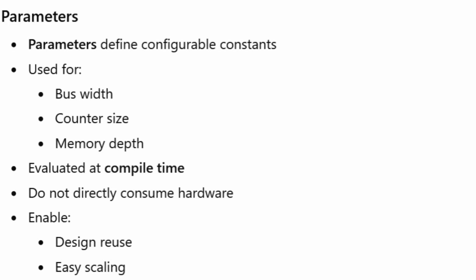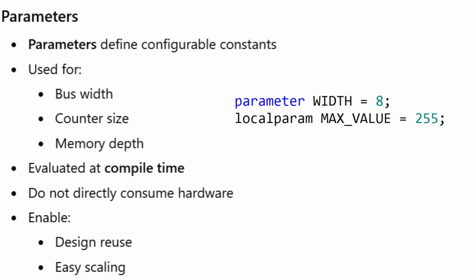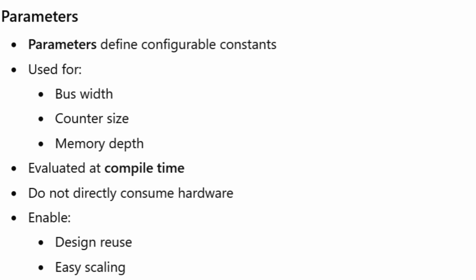Next, we discuss parameters. A parameter is a symbolic constant used to define configurable values in a design. Parameters allow us to avoid hard-coding numbers throughout the code. Instead of rewriting the design for different widths or sizes, we can change a single parameter. Bus width, counter size, memory depth, and timing values are often defined using parameters. Parameters are evaluated at compile time. They do not consume hardware resources directly. Well-chosen parameters make designs scalable, reusable, and maintainable.